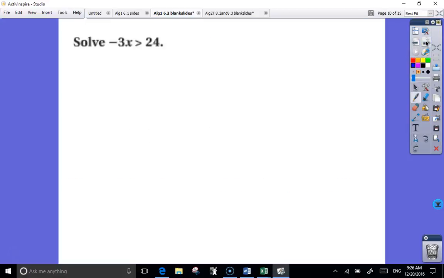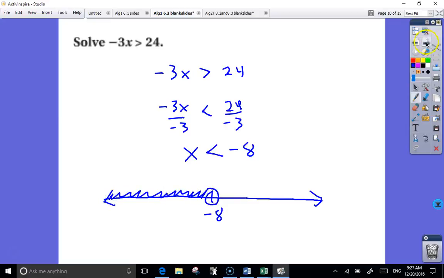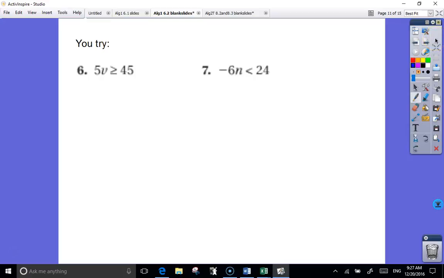Okay. So what do I got to do on this one? Divide by -3, right? Again, I'm going to do that on another line so that at the moment that I divide by -3, I switch the inequality symbol. 24 by -3. So x is less than -8. Okay, open or closed, left or right. Okay, do both of those.